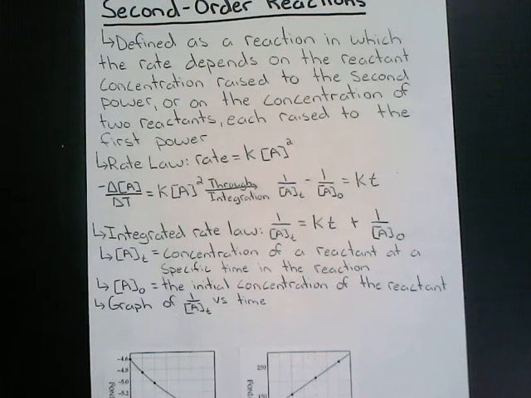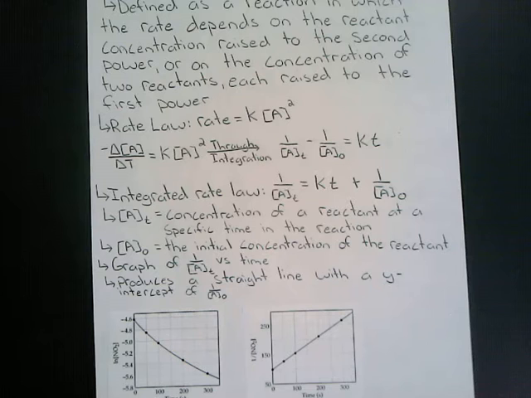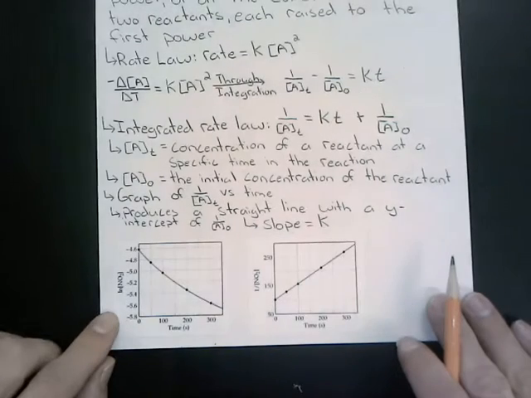So we need to be aware of this. This graph of 1 over the concentration at a specific time versus time is going to produce a straight line with a y-intercept of 1 over the initial concentration. And the other thing to be aware of is that this particular graph is going to have a slope equal to positive k, or positive the rate constant.